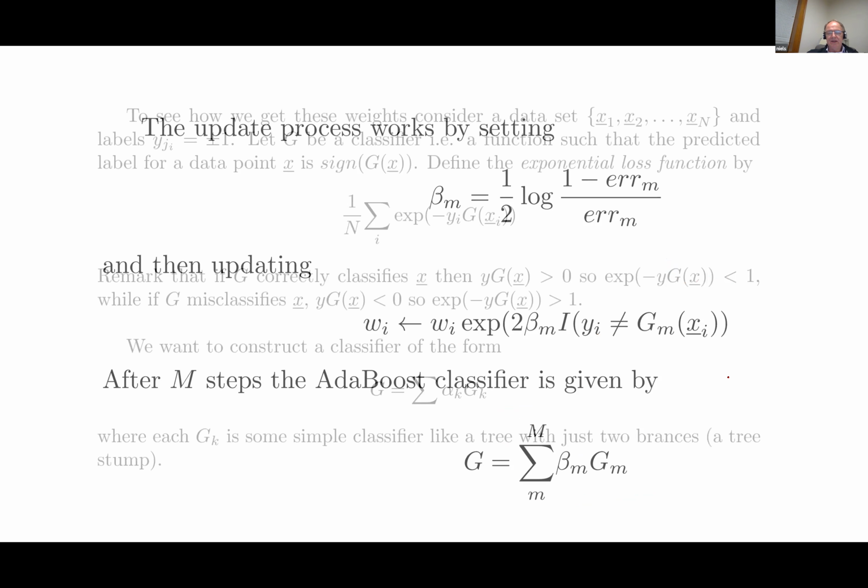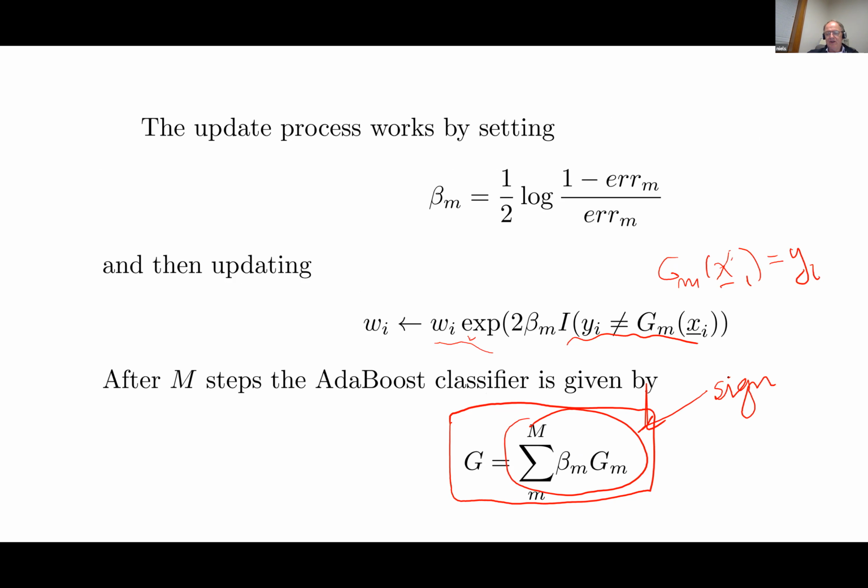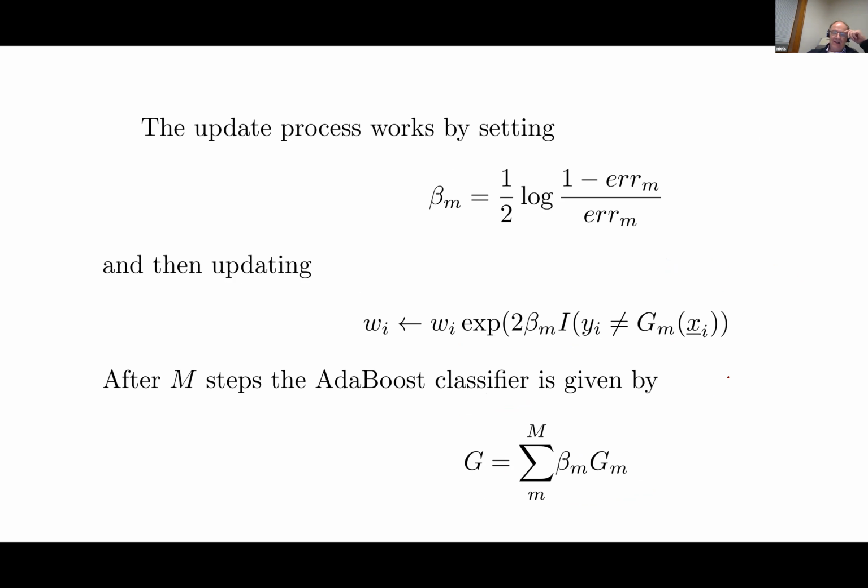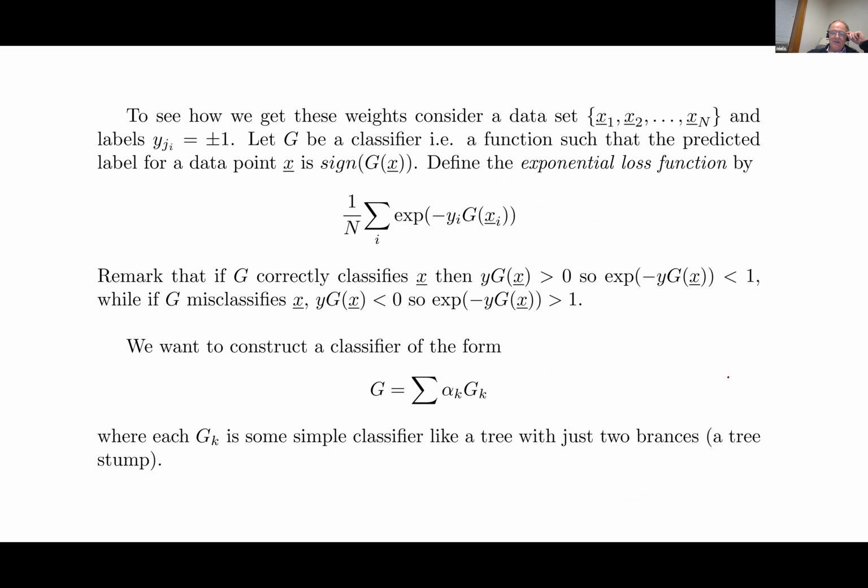So that's how we construct a classifier. Here's the sort of the specifics. Let's consider a data set and labels plus or minus 1. So again, AdaBoost works for a binary classifier. And suppose we have some classifier, and then we're going to define a different loss function than what we have seen so far. We define the exponential loss function.